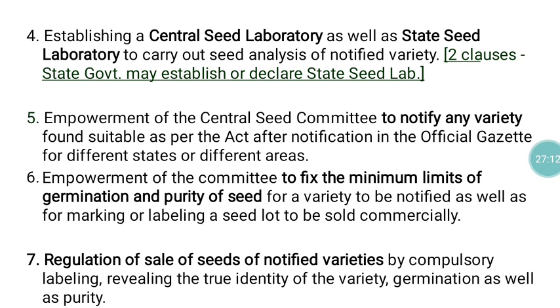Then Section 7 deals with the regulation of seed sales of notified varieties. As per Section 7 of the Indian Seed Act 1966, labeling is compulsory. So labeling is compulsory, certification is voluntary.